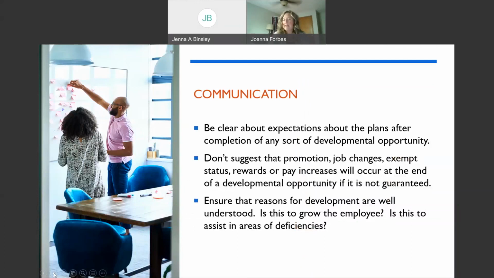We don't want to suggest any of that because, as we know, if employees think it might happen, they may be very disappointed if it doesn't, and then all of that developmental opportunity work was for naught because now they're not motivated and they're not feeling valued. So you want to be very transparent about what will happen at the end of this opportunity. And then you want to make sure that the reason for the opportunity is understood. Is it to grow the employee? Or are we assisting in areas of deficiency? We want to make sure that everybody is on board with why we're doing it.